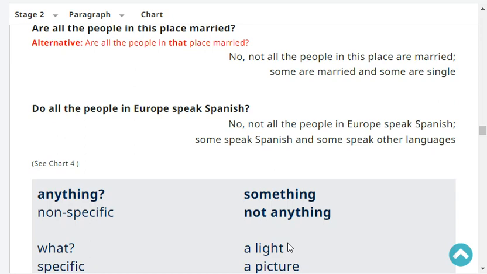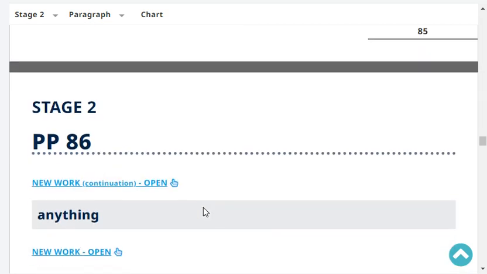Very good. Do all the people in Europe speak Spanish? No, not all the people in Europe speak Spanish. Some speak Spanish, and some speak other languages. Very good. Okay.